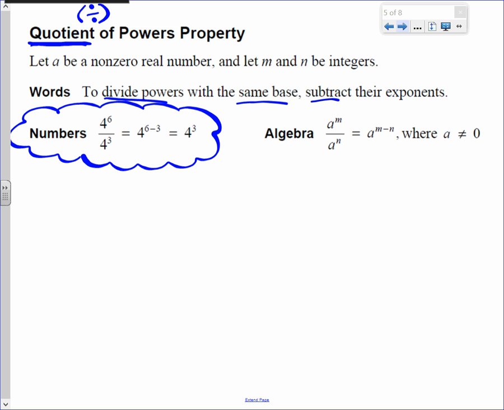Look at the example. 4 to the 6 divided by 4 to the 3rd is equal to 4 to the 6 minus 3. We're on the second page here, on the next rule there. You just subtract them. So 6 minus 3 is 3. So just 4 to the 3rd power. Let's do another example. Do it with me.